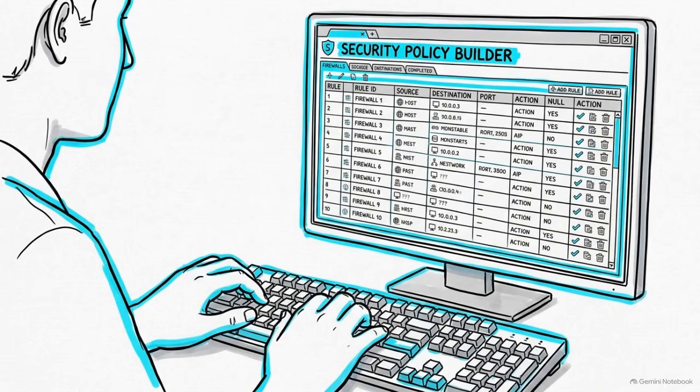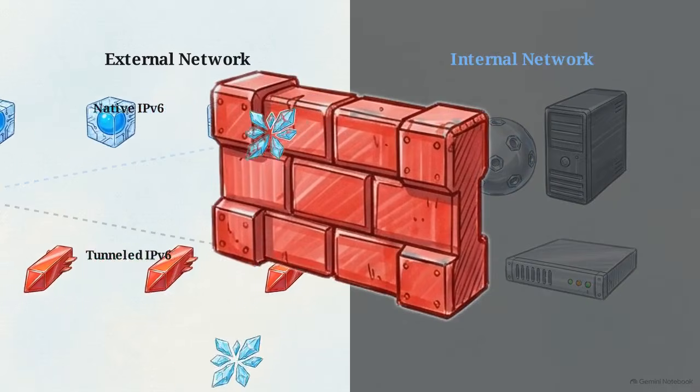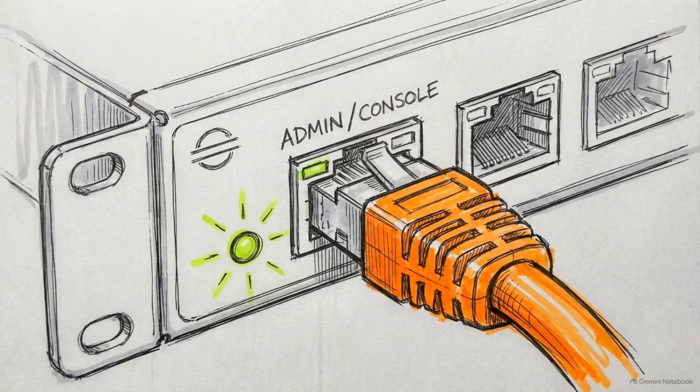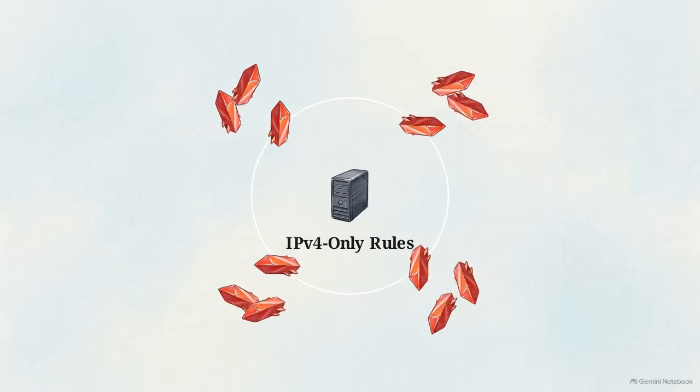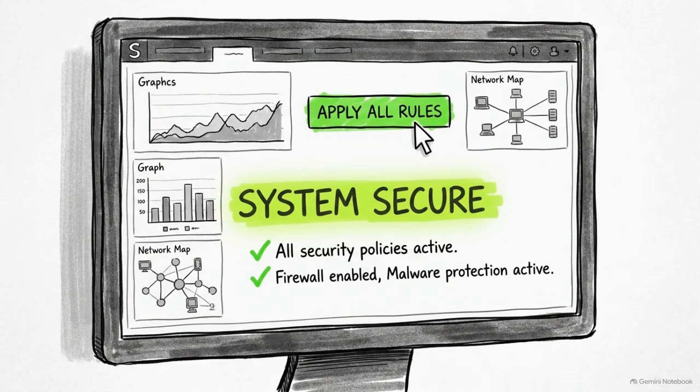To shut this down, we are going to build a comprehensive firewall policy that explicitly blocks both native and tunneled IPv6 traffic from entering or leaving the network. You will need administrative access to your perimeter firewall or edge router to configure these rules. By addressing these specific protocols, you reclaim control over the network boundary and close a massive, default open security loophole.